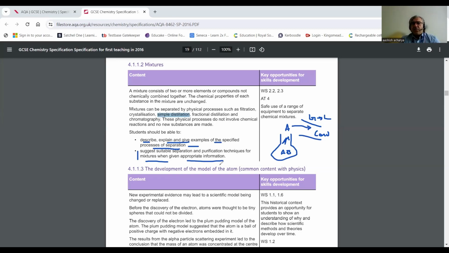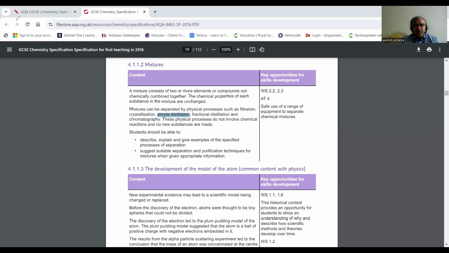You can use others such as filtration. So suppose that you have a mixture where one substance is soluble in a liquid, but the other is insoluble, then of course you can filter it. All right, let's move forward.